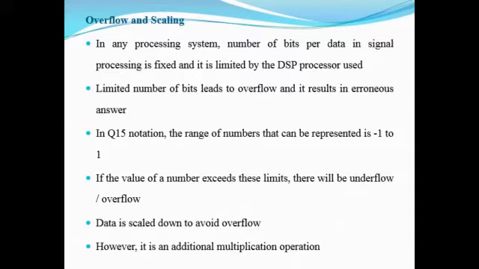So this is the Q15 notation. If this value is exceeded when we see the result, or if the value of a number exceeds this limit, there will be an overflow or underflow. Underflow is for the least negative value that we can get as a result, and overflow is for the most positive value that we get during any operations. So data is always scaled to avoid overflow. Scaling is required to avoid this overflow.